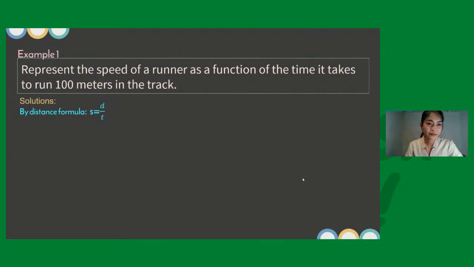So we have here example number 1. We are to represent the speed of a runner as a function of the time it takes to run 100 meters in the track. So we all know that the distance formula is d is equal to speed multiplied by time. So we know that in physics, we can get the distance by multiplying the speed by time. But in this case, we are looking for the speed. So the speed can also be obtained by dividing the distance by the time.